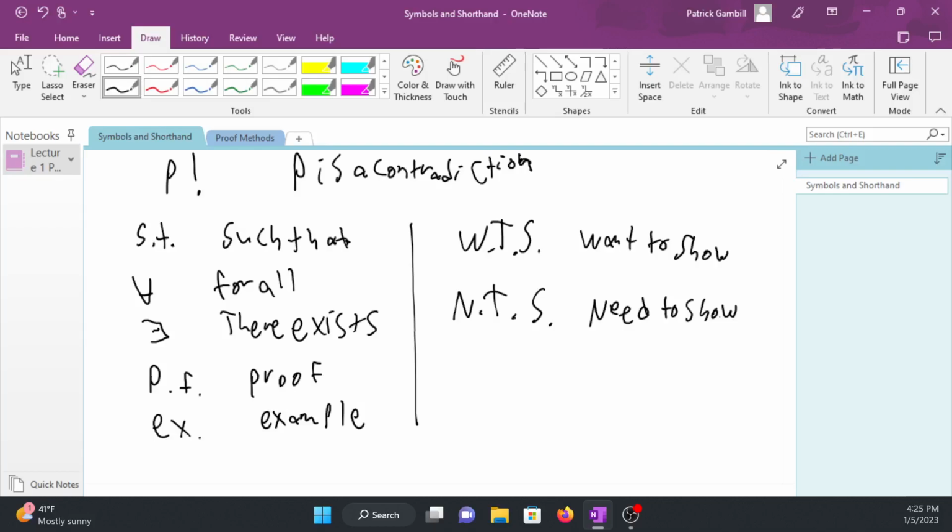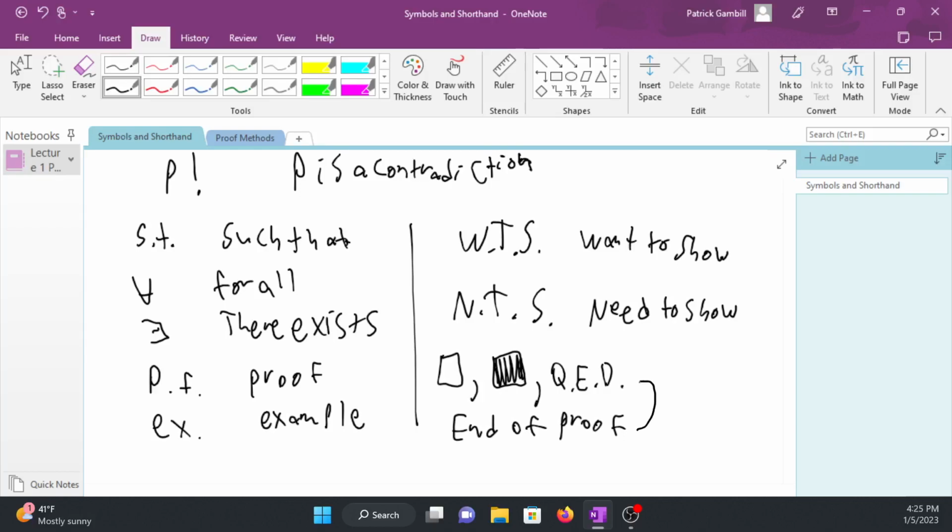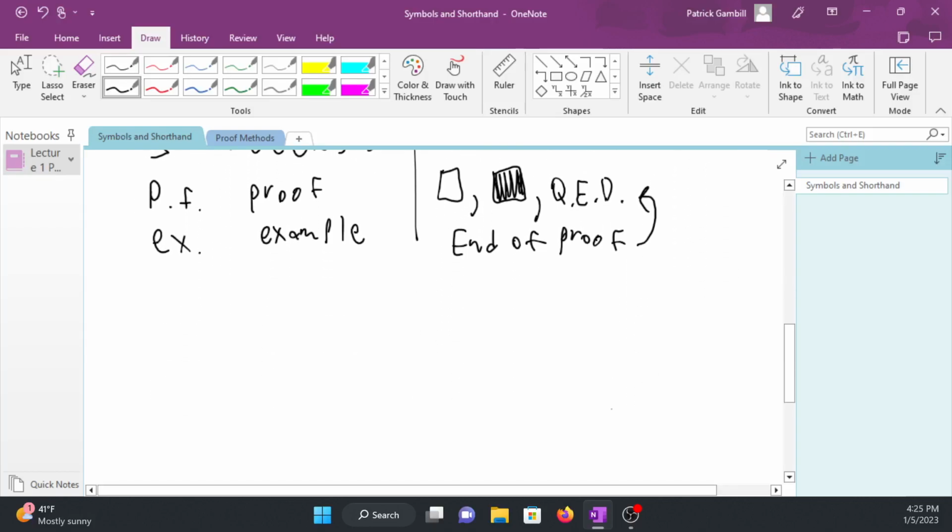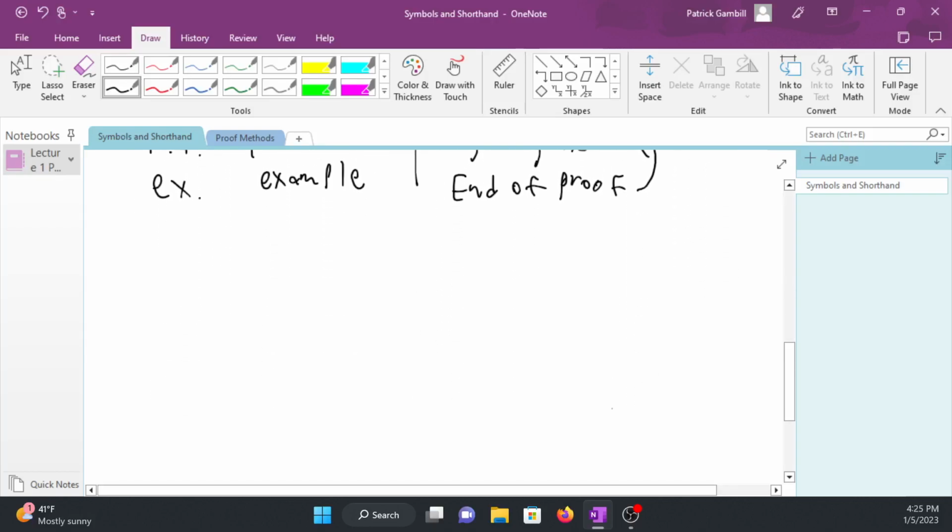At the end of a proof, we will typically see something like a square that's empty, a boxed-in square, or a QED. This basically means end of proof. You've shown what you needed to show. Now the other shorthand we're going to use are going to be some common sets of numbers. We'll use these throughout the course quite a few times.